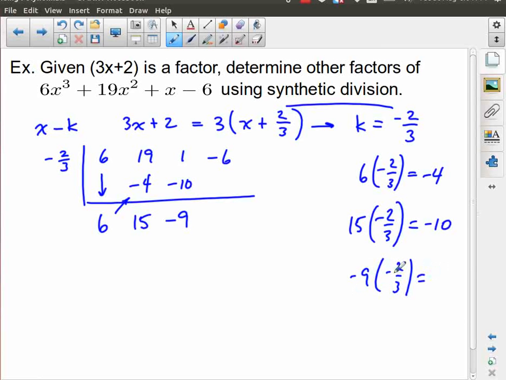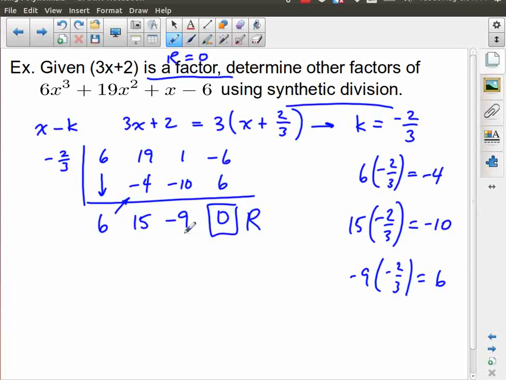Actually, negative times negative is going to be positive. 9 divided by 3 is 3. 3 times 2 is equal to 6. And I get 6. I add those together. That is my remainder. My remainder is 0. And that's what I said would happen, because I told you that 3x plus 2 is a factor. That means your remainder is equal to 0. That's what it means to be a factor.